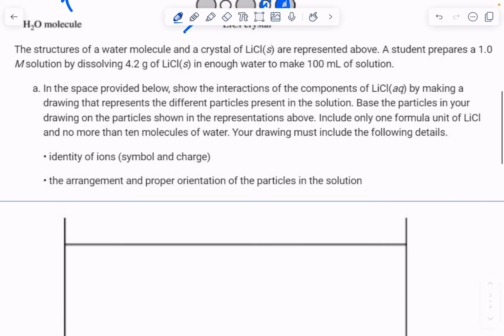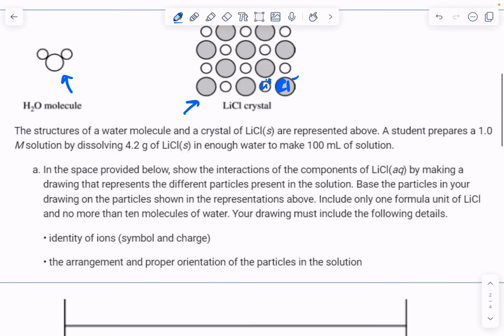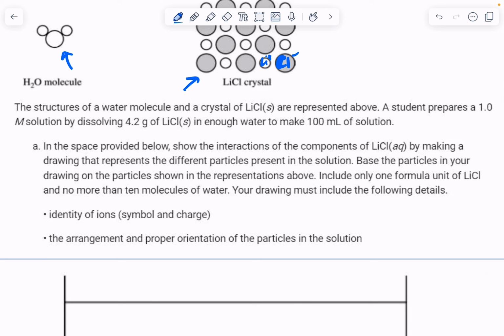And I just want to make sure that when I do my drawing here, I show that chlorine is bigger than lithium and that one is positive charge and one is negative charge. Notice here we want the identity, symbol, and charge of it.